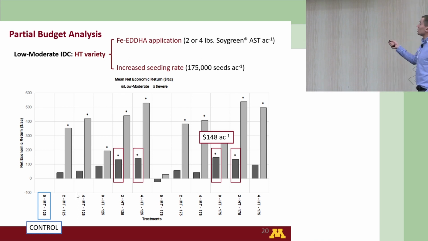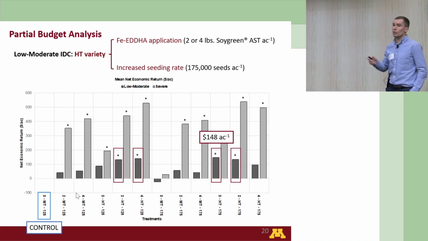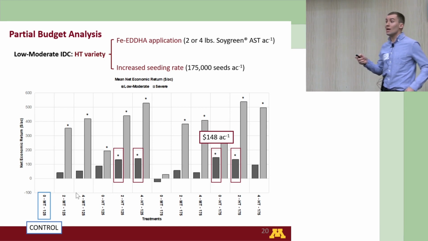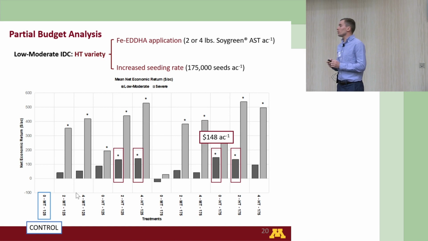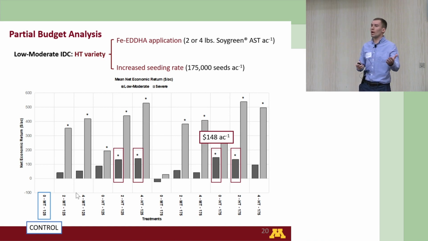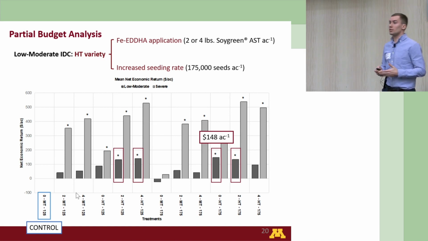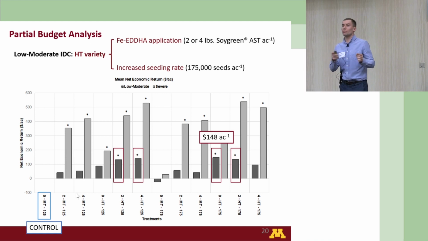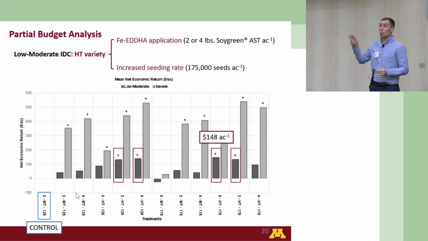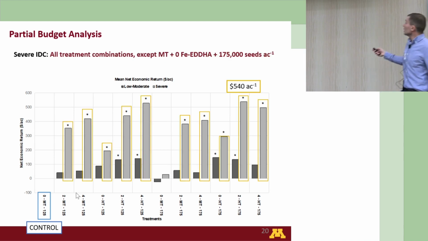But what is most important here, what I believe to be most important, is that all these 4 treatment combinations that significantly increase profitability compared to the control included a highly tolerant variety with at least one of the other 2 management strategies, either iron chelate application or increasing the seeding rate, which is again very important. As I said before, growing a highly tolerant variety should always be the first line of defense against IDC, both in terms of yield and now profitability as well.